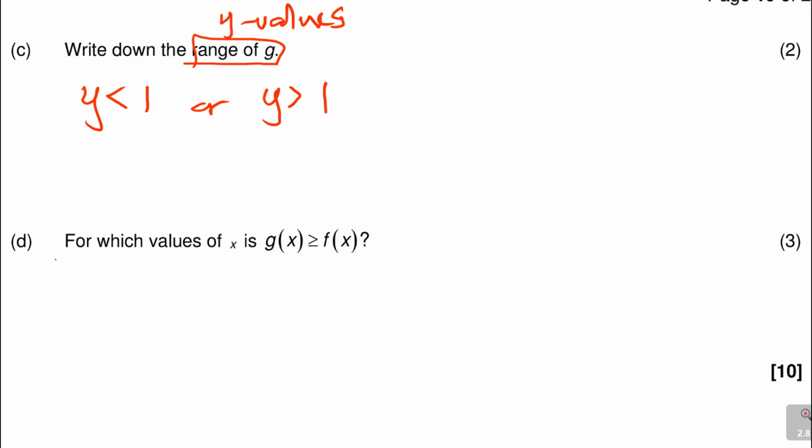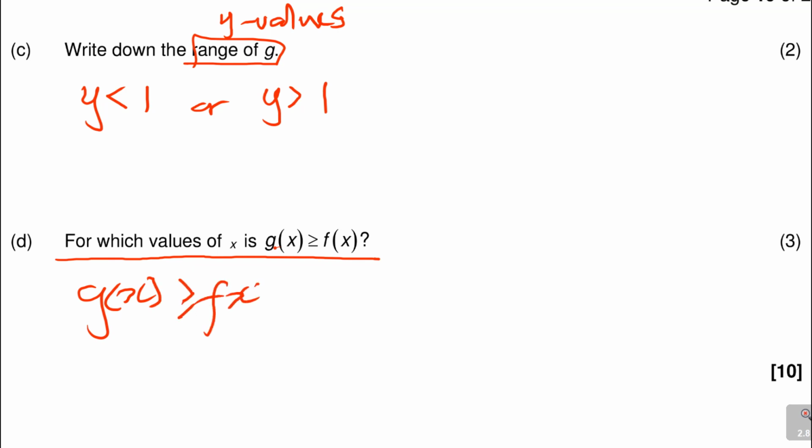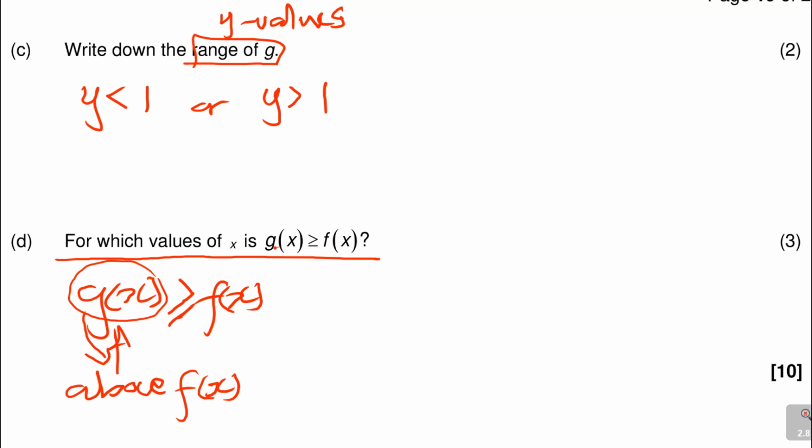And then it says, for which values of x is g of x greater than or equal to f of x? So if they give you g of x is greater than or equal to f of x, what they're saying is, you go and look for g of x, it must be above f of x. Are you with me? The graph of g of x must be above the graph of what? F of x. That's what greater means. Greater means it must be above.